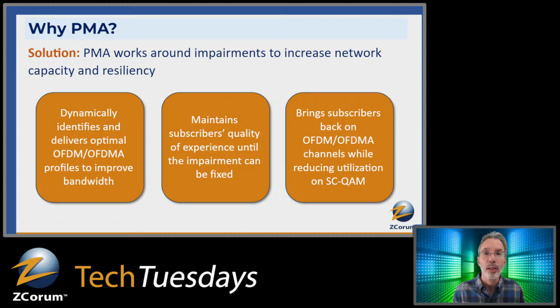So you see here, again, PMA works around those impairments, dynamically identifies and delivers optimal OFDM and OFDMA profiles to improve bandwidth. So the first time you use it, it's going to set up your profiles.